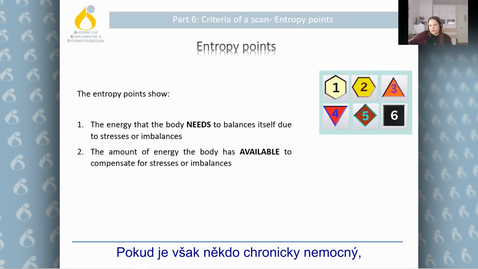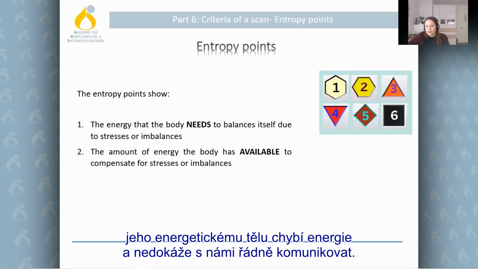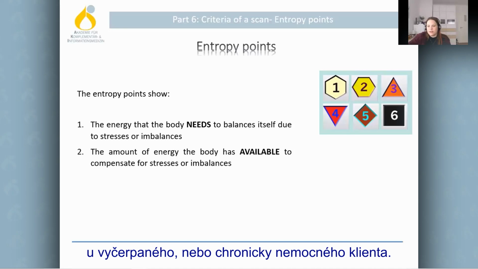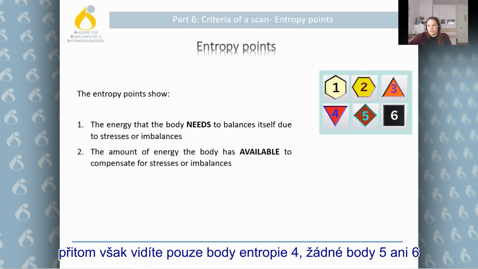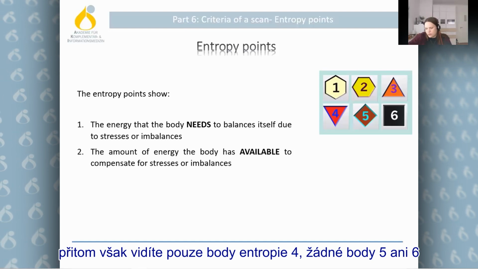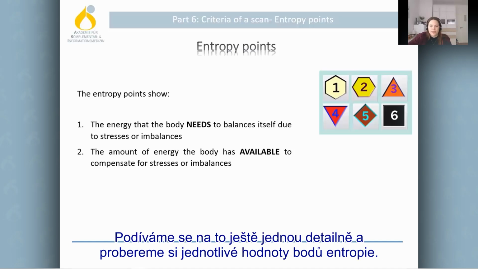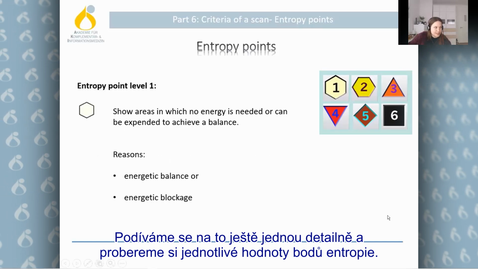However, if someone is chronically ill, the energetic body has no power at all and cannot communicate with us properly. So when we have, for example, an acute infection in an exhausted patient or a chronically ill patient, you will know that he has this infection and is struggling with it, but you will see maybe entropy points only at 4, no 5, no 6. With this, you can see that the immune system is not working as you normally want it to. We will look at this again in detail in regards to the individual entropy points. We will work through these points step by step.